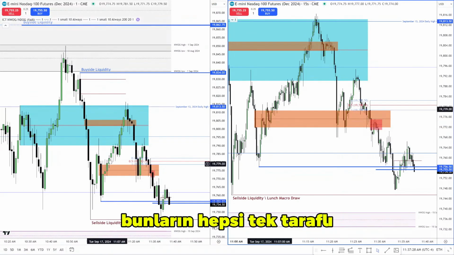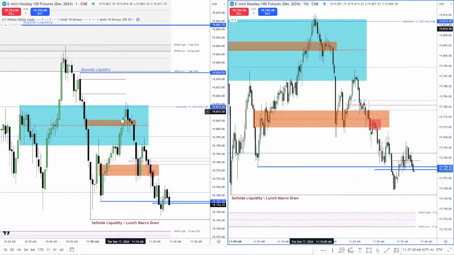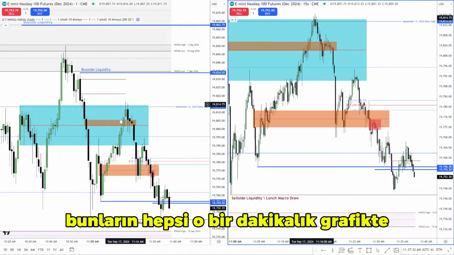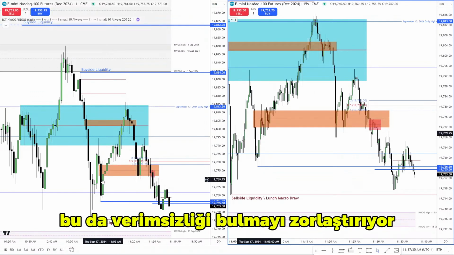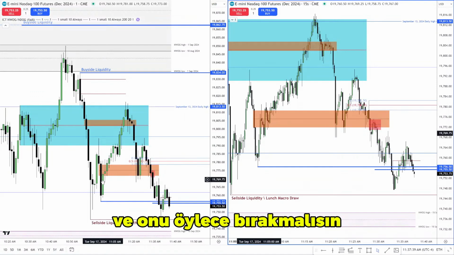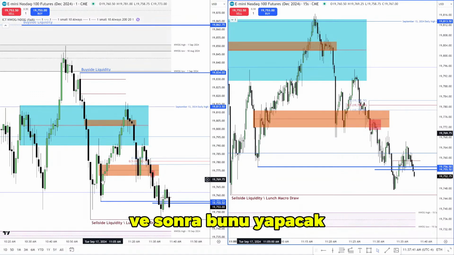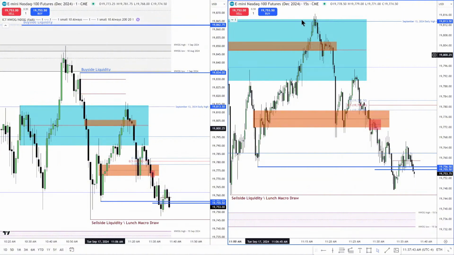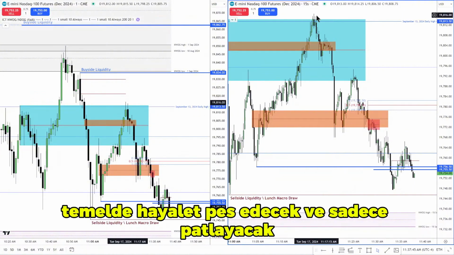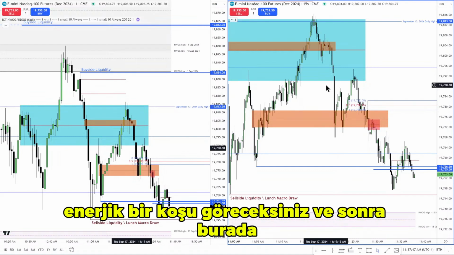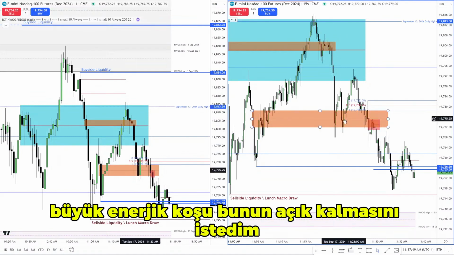All of this is all one-sided. All of this in that 1 minute chart. That makes it hard to find an inefficiency in. You have to just let it go, and then it'll do this. It'll give up the ghost basically, and just boom, you'll see an energetic run. And then here, big energetic run.